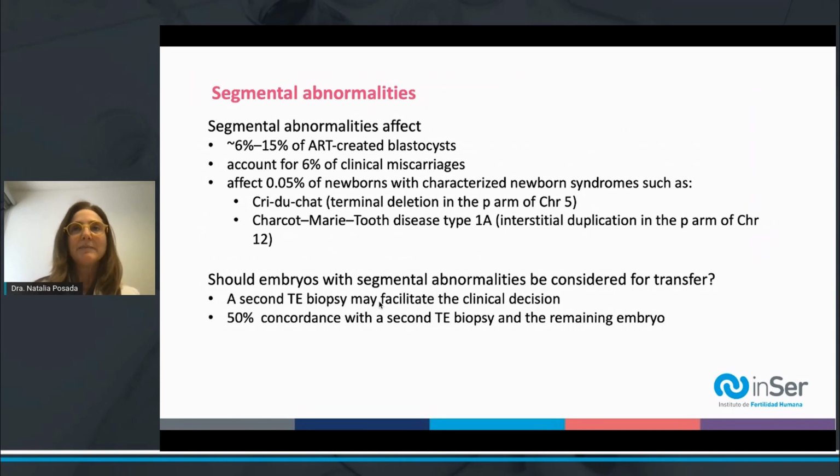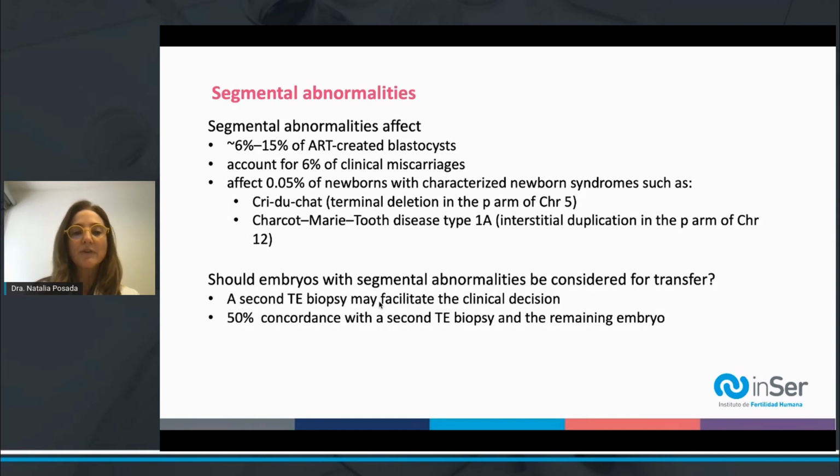They affect between 6 to 15% of blastocysts created in the ART lab, account for 6% of clinical miscarriages, but only affect 0.05% of newborns. However, the syndromes that they produce are very well characterized and include syndromes such as Cri-du-Chat, where there's a terminal deletion in the short arm of chromosome 5, or the Charcot-Marie-Tooth disease, type 1A, in which there is a duplication in the short arm of chromosome 12.